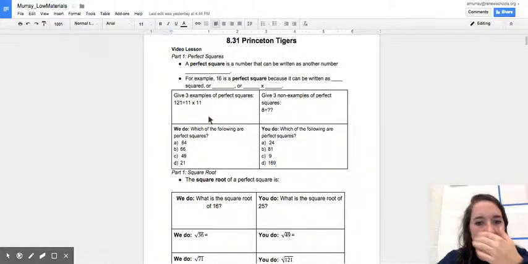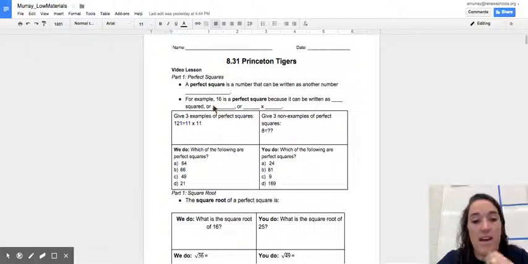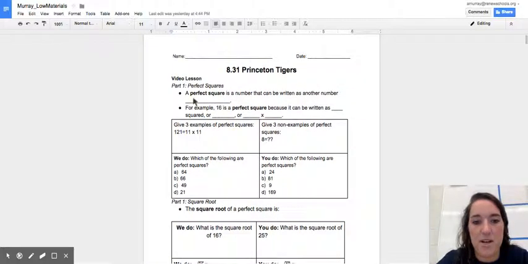Hi, Princeton Tigers. Today we're going to be reviewing perfect squares and square roots to get ready for our benchmark tomorrow. So a perfect square is a number that can be written as another number squared.